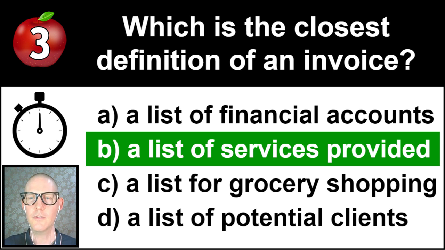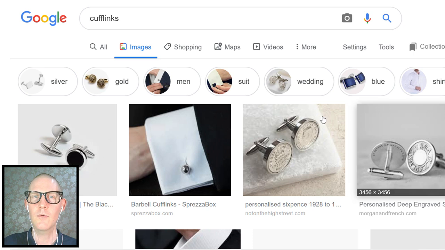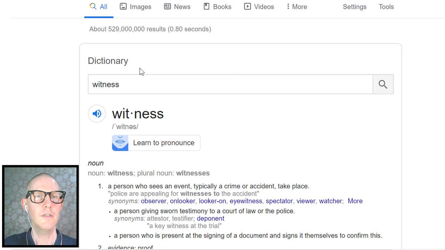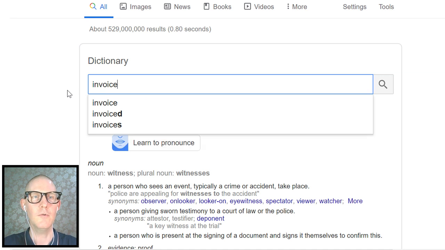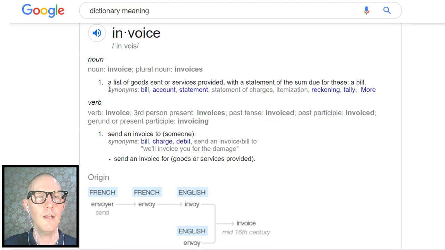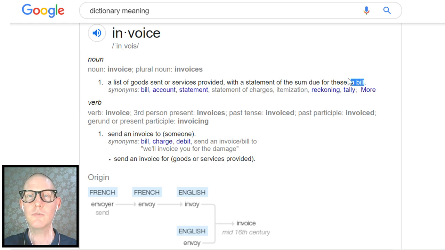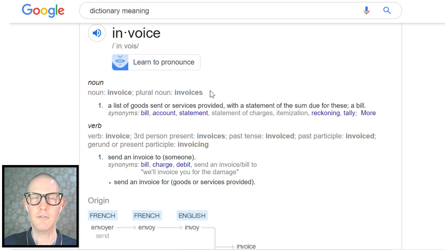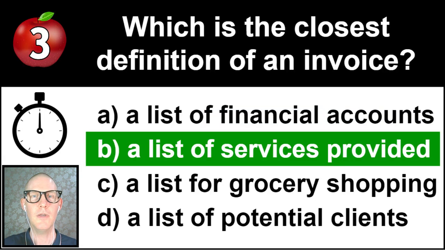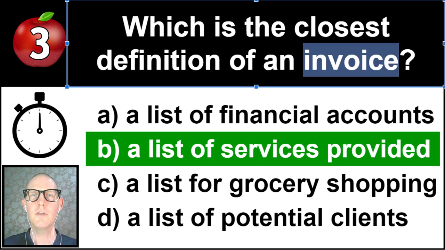And I pretty much remember, let's go back and we're going to look at the definition when we put in invoice. And I know we came over to the dictionary. A list of goods sent or services provided. Very nice. There it is. So an invoice, it's a list of what you did for the company, and then you want to be paid, right? So it's also a bill. So that is an invoice. Yes, that's right. Okay, let's go back. So the closest definition of an invoice is a list of services provided.